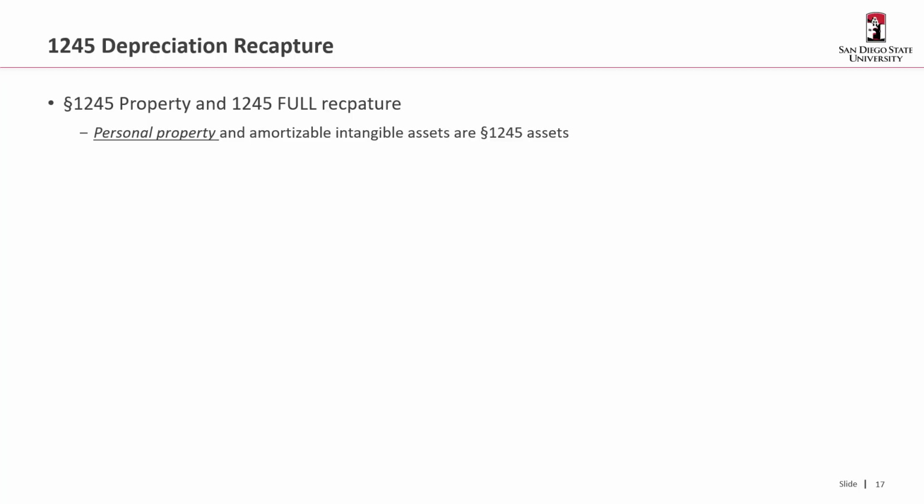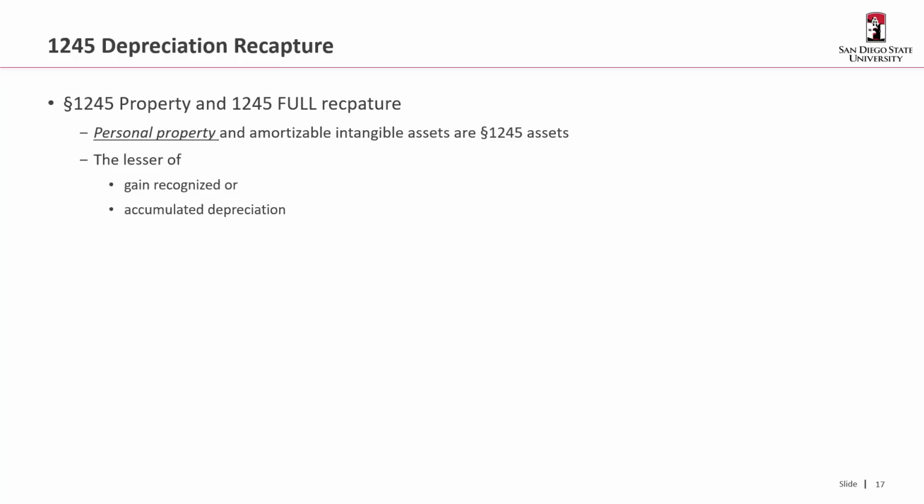I'm not sure what recapture is, but recapture, I do know what that is. So 1245, remember back a few slides ago, we said, hey, what's under 1231? And we said there's pure 1231. That was land. Land doesn't depreciate. 1245 was personal property and intangibles, and then 1250 was real property. So here we are in the personal property and intangible category.